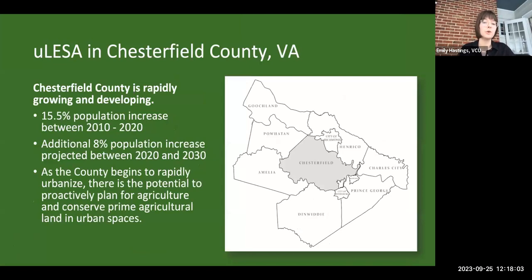So we started this project with Chesterfield County, Virginia, and that county is located within Central Virginia. It's just south of the city of Richmond. And right now it is absolutely rapidly growing and developing. Between 2010 and 2020, the population increased by almost 16%, and it's projected to increase another 8% or so within the next 10 years. As it begins to rapidly urbanize around the development border of the city of Richmond and the city of Petersburg, it has a lot of potential to very proactively plan for urban and suburban agriculture, and to try to conserve some of those spaces so that the community can have access to these food production spaces and also have them potentially function as green infrastructure.